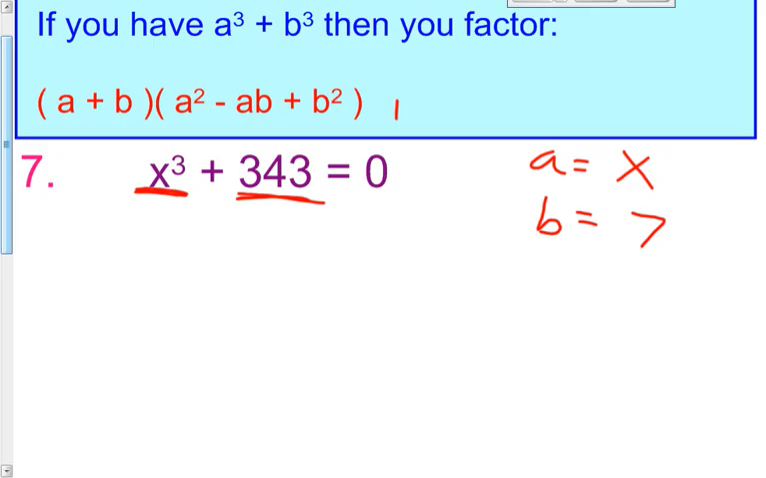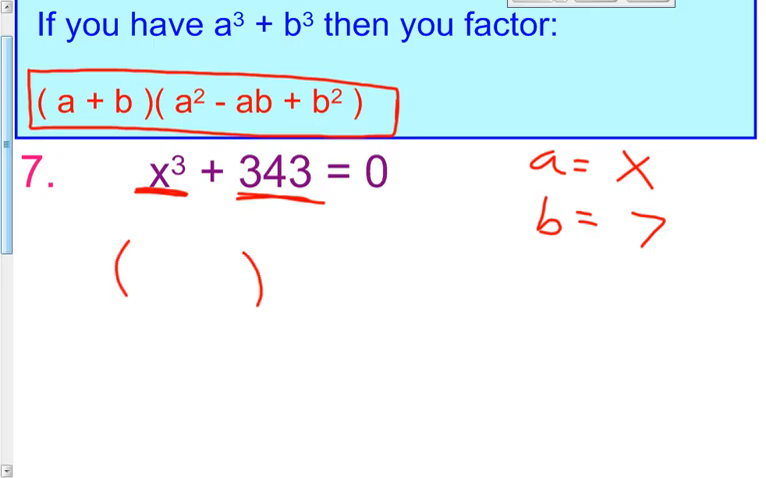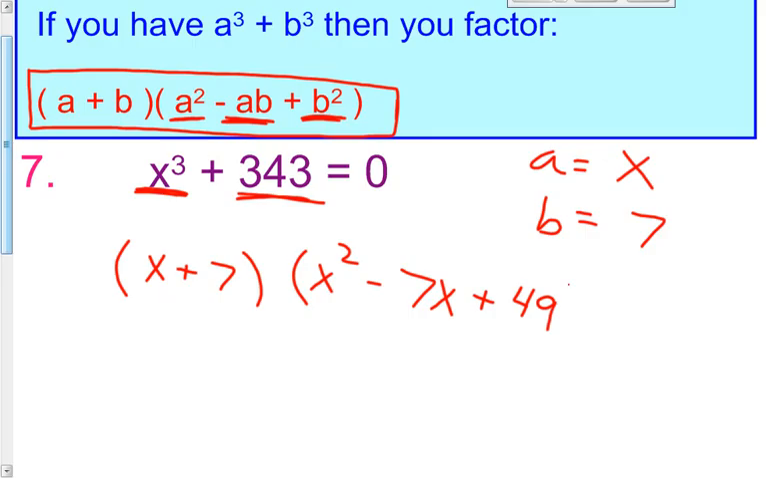Now that we've labeled what A and B are, it's really just as simple as putting it into this equation. So our first one is a binomial of A plus B. A is x, B is 7. So we have x plus 7. Now we have A squared, so A is x, x times x is x squared, minus the product of A times B, so minus x times 7, which is 7x, and then lastly we have plus B squared, so plus 7 squared, and 7 squared is the same thing as 49.